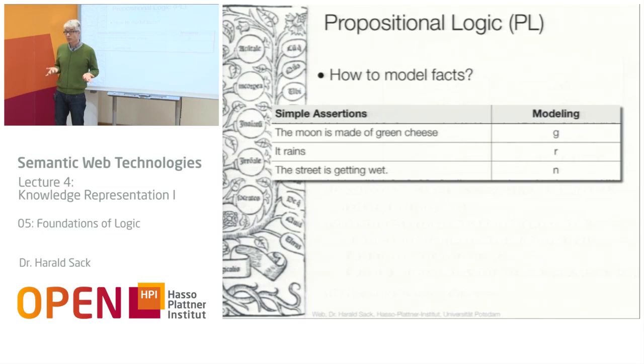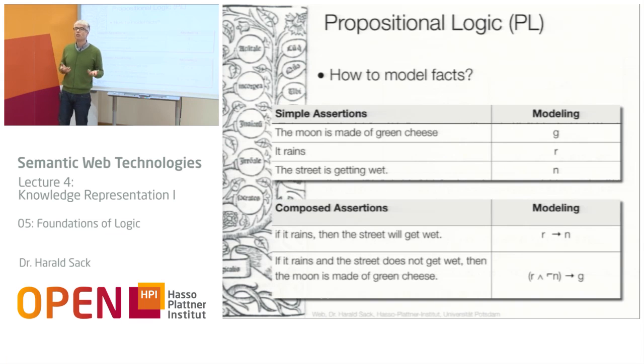How do we model facts with propositional logic? Pretty simple. For example, if you say the moon is made of green cheese, this is a simple fact, and this can be modeled with the symbol G. It rains can be modeled with the symbol R, and the street is getting wet can be modeled with the symbol N. And with these three simple assertions, we can make more complex statements.